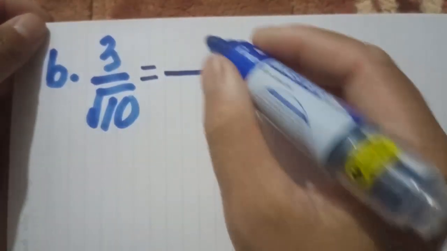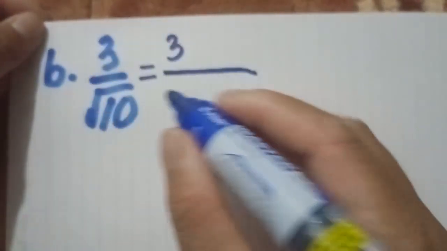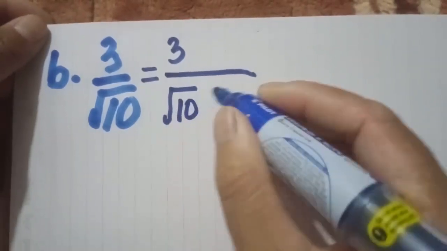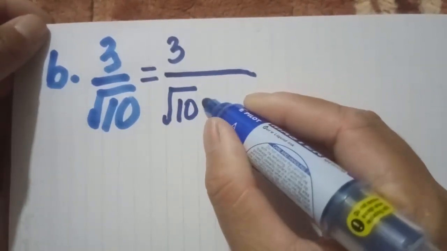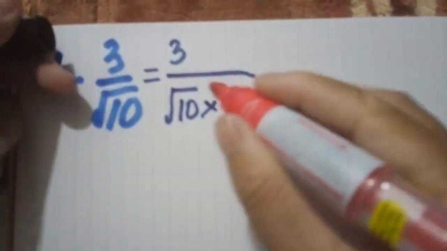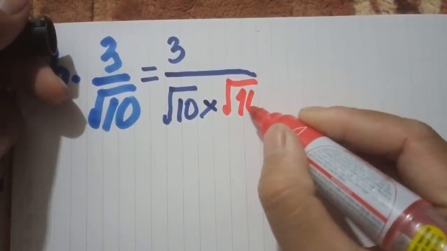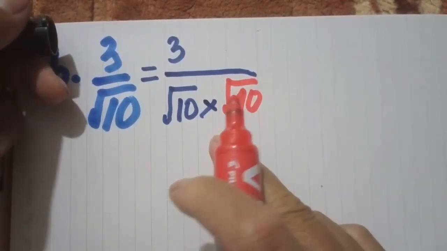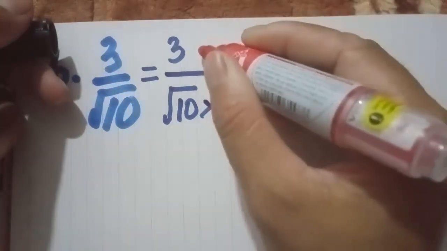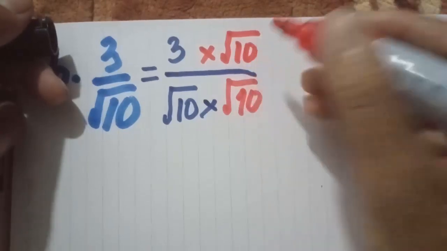First, above we write 3 and below we write radical 10. We add, what do you remember? Radical the same, yeah, radical 10 too. When we add radical 10 below, above we add radical 10 too.